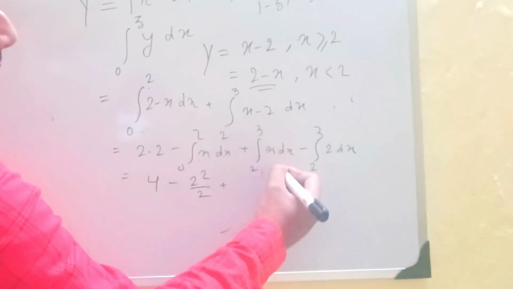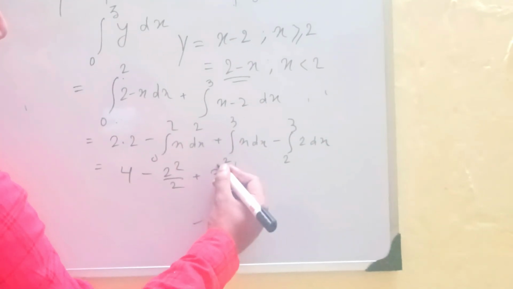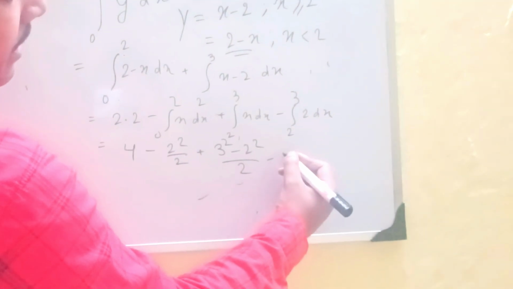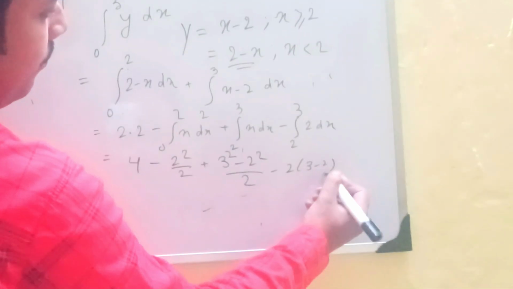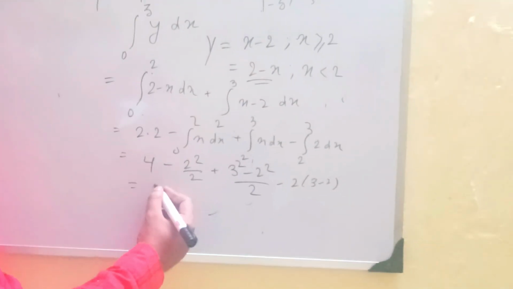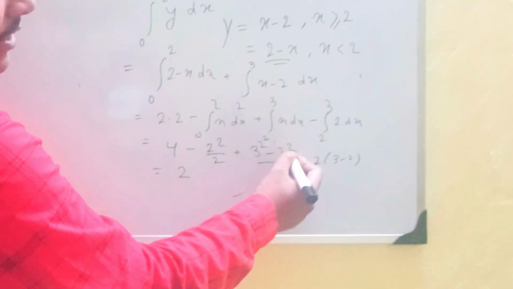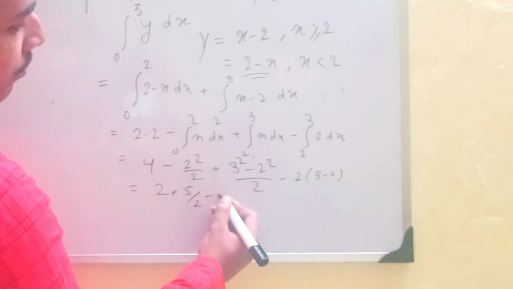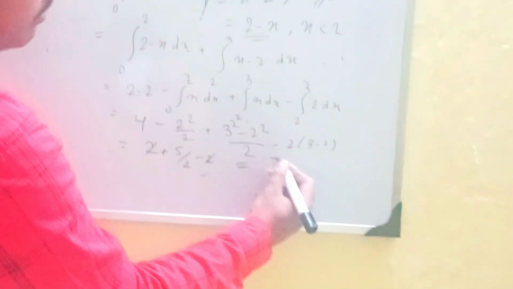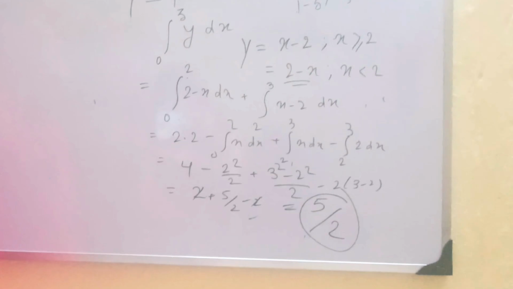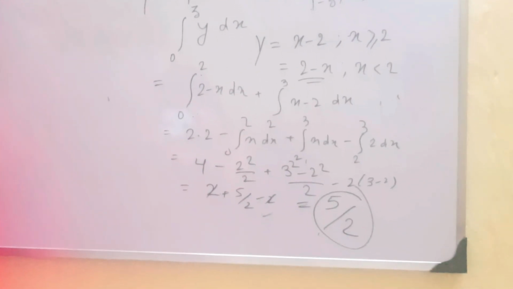This one again is x square by 2, and when you put the values, it becomes 3 square minus 2 square by 2. This one becomes 2 times 3 minus 2. So to say in short, this is 4, this is minus 2, that becomes 2. This is 9 minus 4, 5 by 2. And this one becomes minus 2. So 2 and 2 cut off. The value is simply 5 by 2. That is our final answer for the integration. So that completes another example.